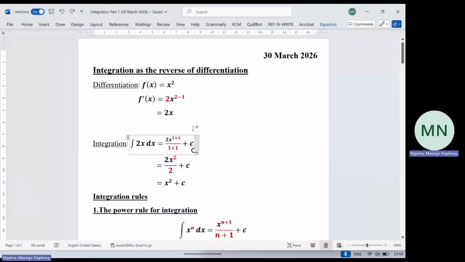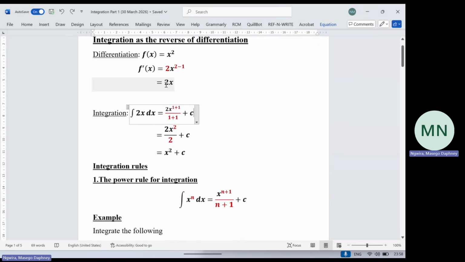So here we are given f(x) equals x squared. When you differentiate, you're going to say 2, then x to the power of 2 minus 1, then you're going to have 2x. So now let's see if we are integrating 2x. If you're integrating 2x, you're going to say 2x to the power of 1 plus 1, over 1 plus 1. Then you say plus c.